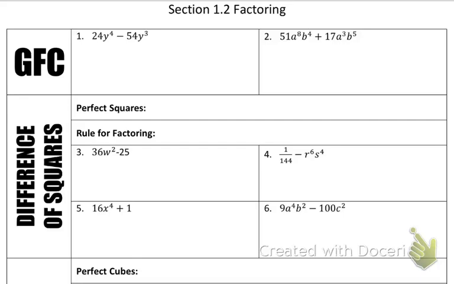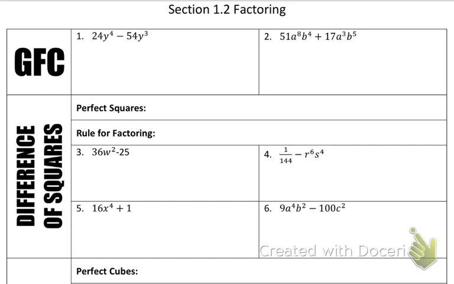We have 24y to the fourth minus 54y cubed. Now, the only way we can have a greatest common factor is if I can pull something out of both items. Numbers are easy. Numbers, you can always pull at least one out. So numbers are never the thing that prevents me from factoring something. It's always the variable.